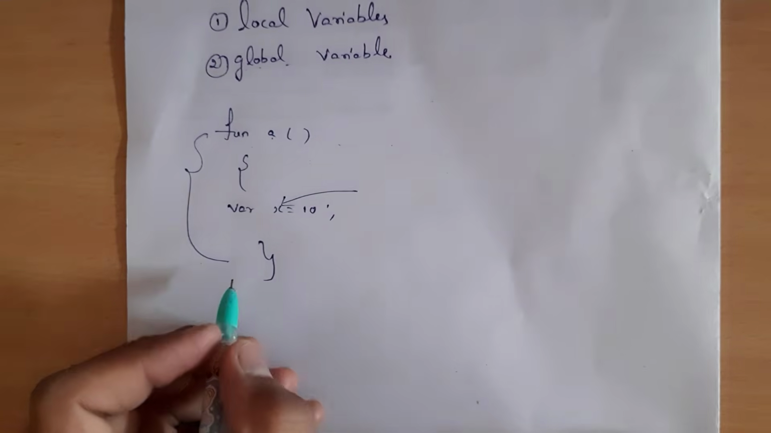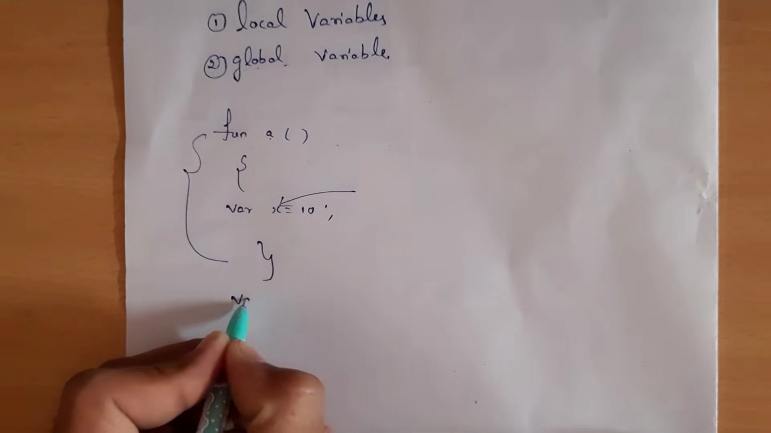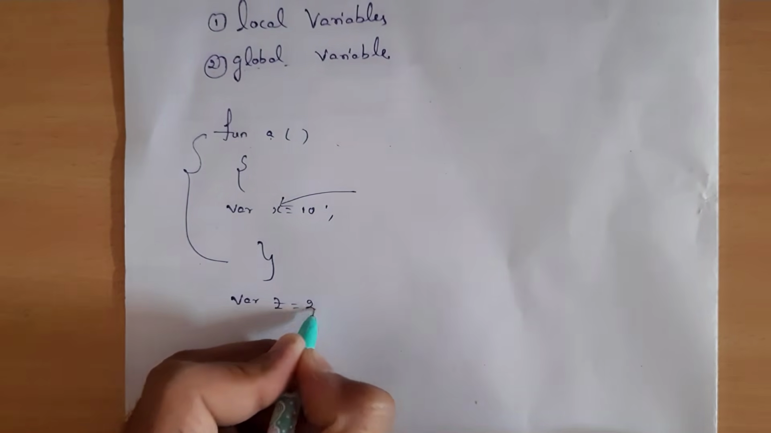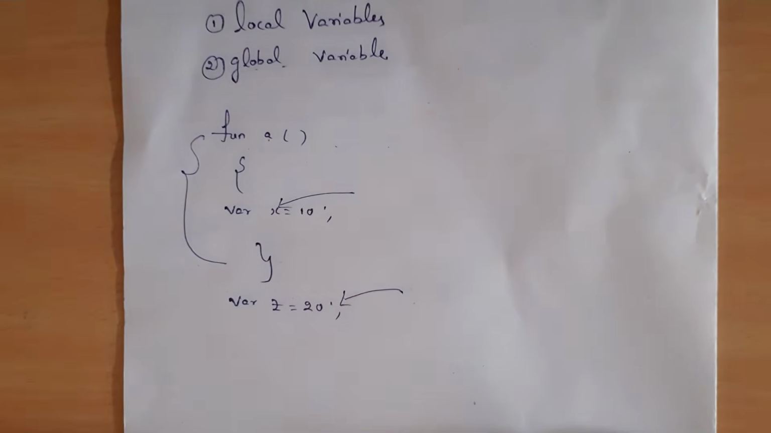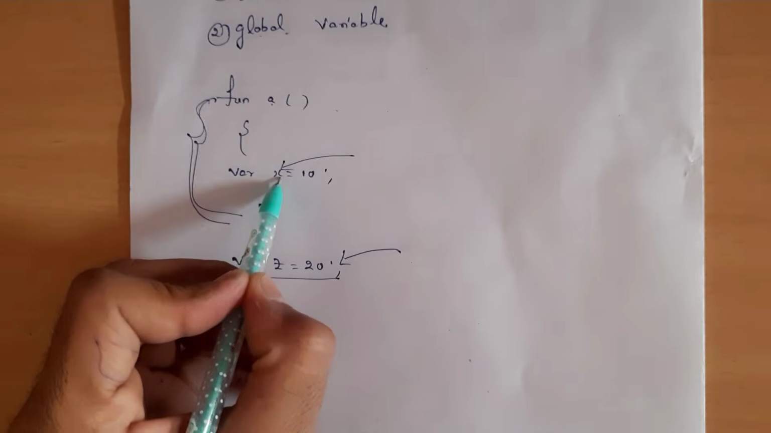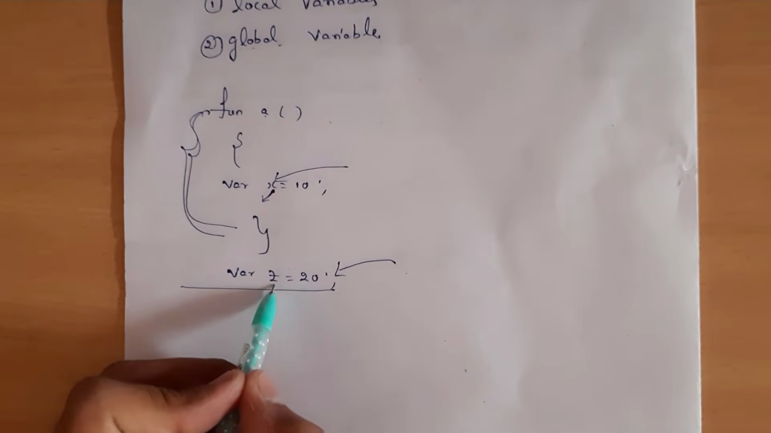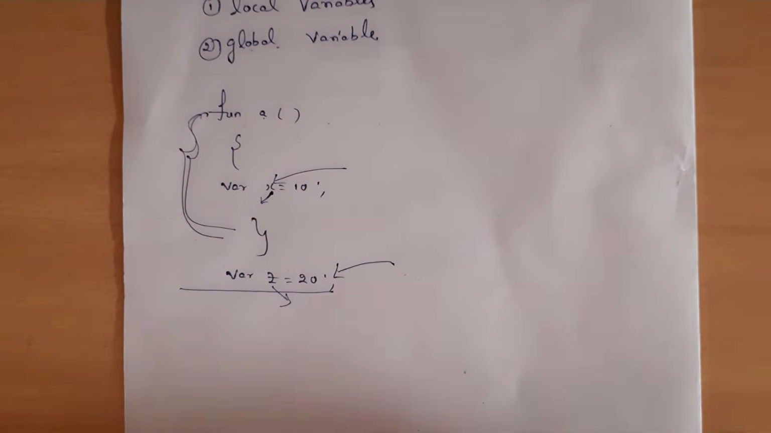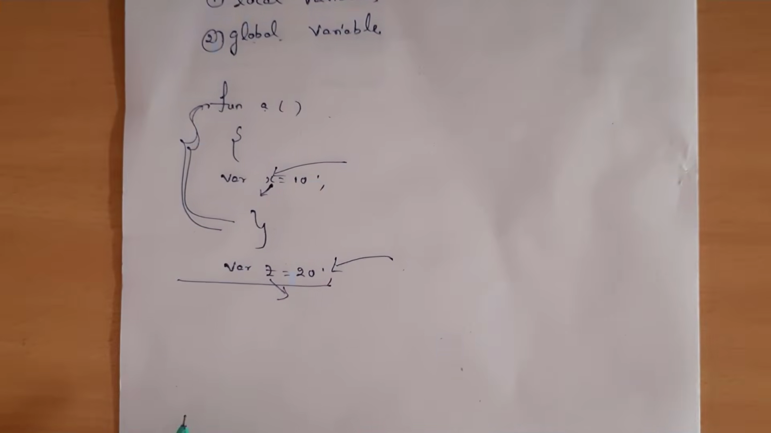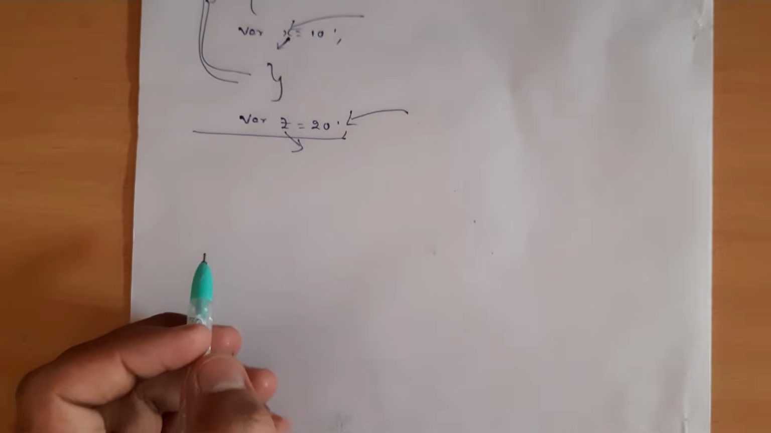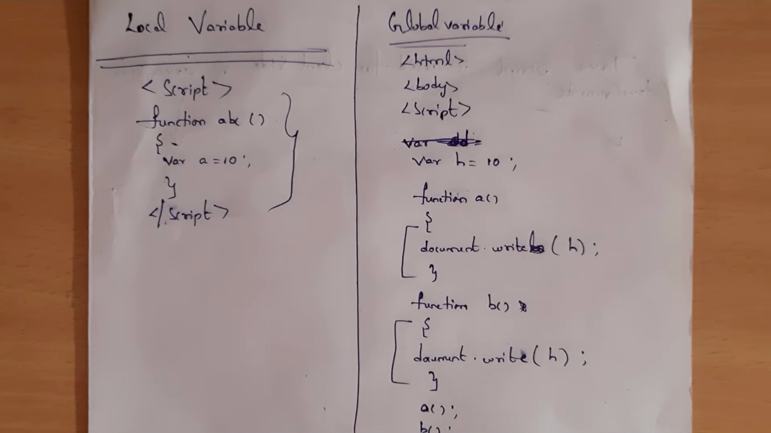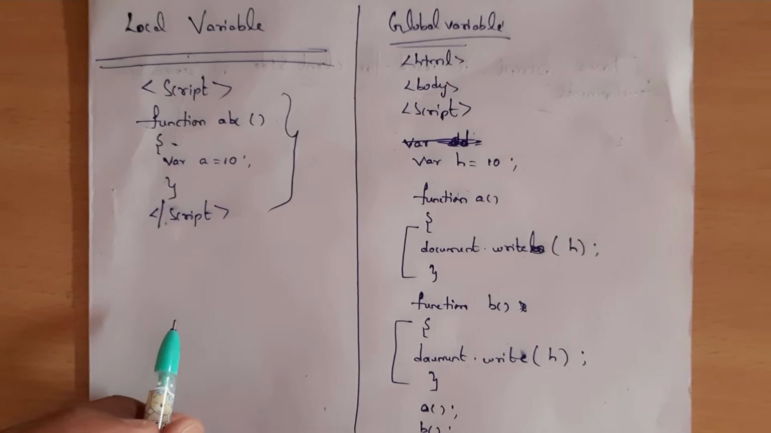For example, I declared another variable z equal to 20. Variables which are declared outside the function are known as global variables. In this, x acts as a local variable and z acts as a global variable. Now I will write one small JavaScript code for local variable as well as for global variable. This is a small program of local variable and global variable.